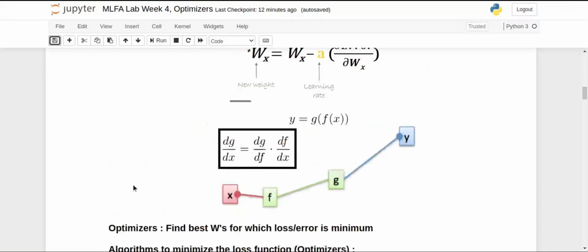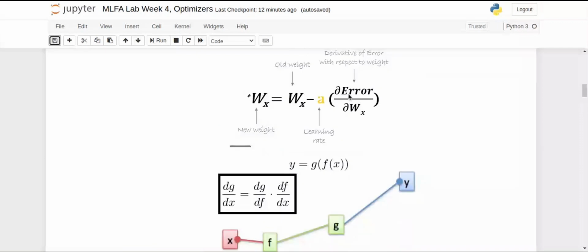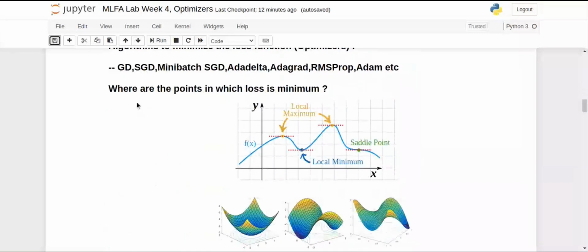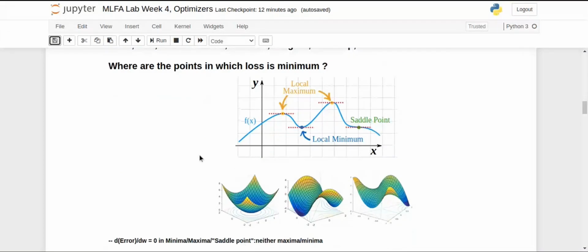Now the question is, for which w's is the error minimum? Where are the points at which the loss is minimum? And one more thing, as Suraj said, for the cost function or the optimizer function there are two types: one is called convex loss function and another is non-convex loss function. Suraj discussed this in the previous talk, and that was the convex loss function.